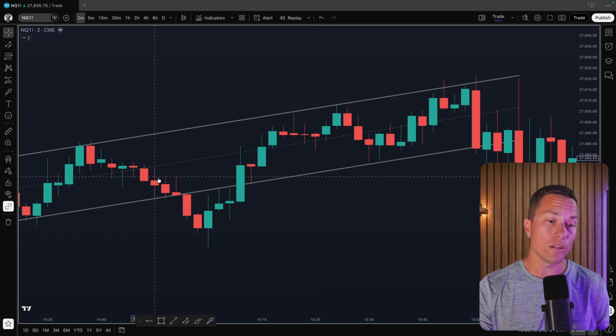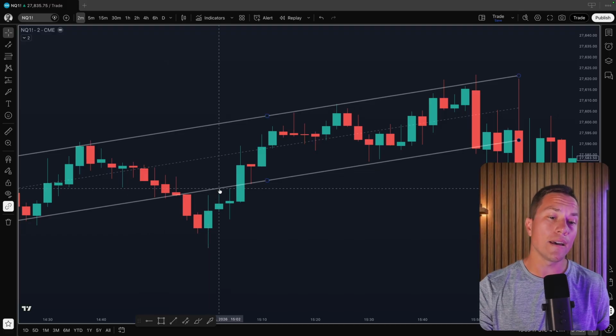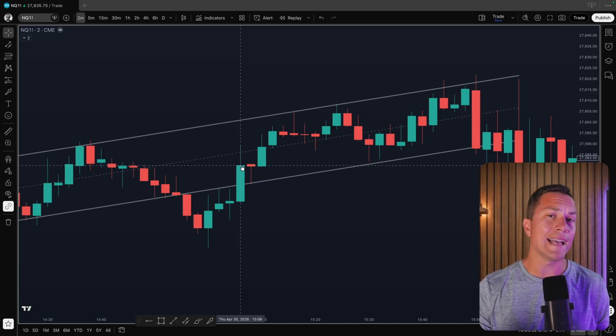So in this situation, we break below, we then come back up, we touch and retest the bottom of this channel. But on this candle here at 1506, what we do is we push above that high, the previous candle high, to then push back into the channel. And at this point, we're still respectable as a channel. I would just consider this a dirty channel.